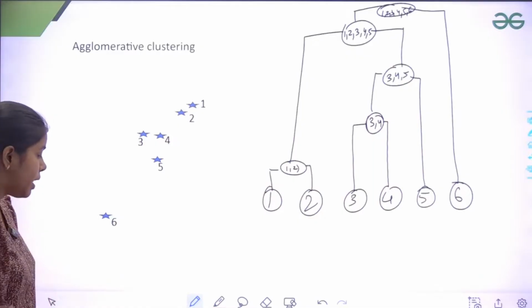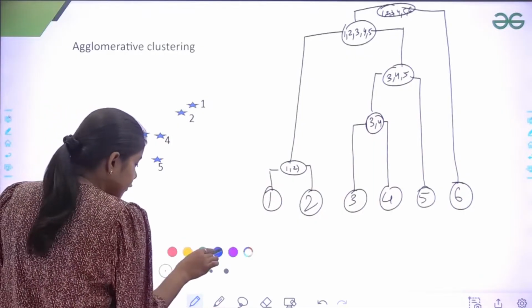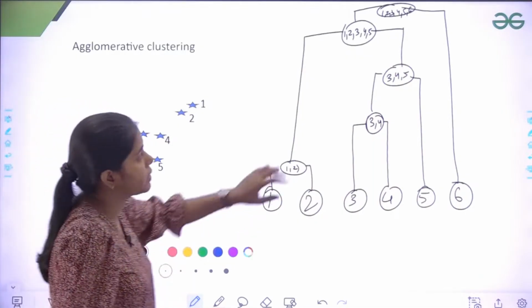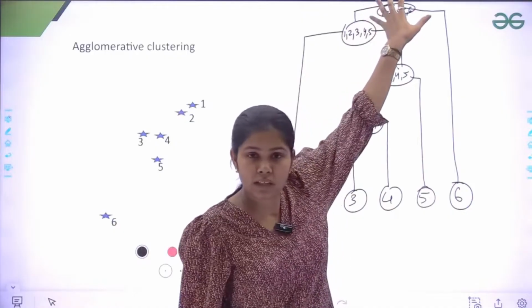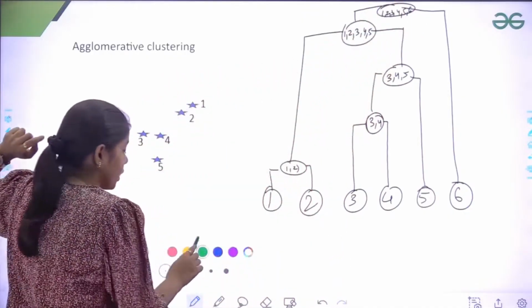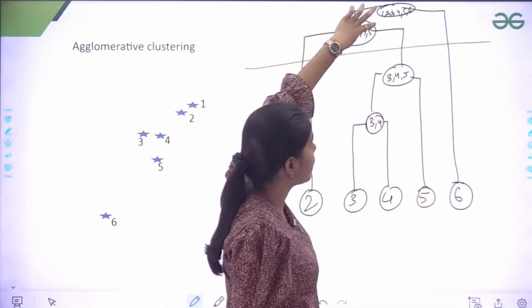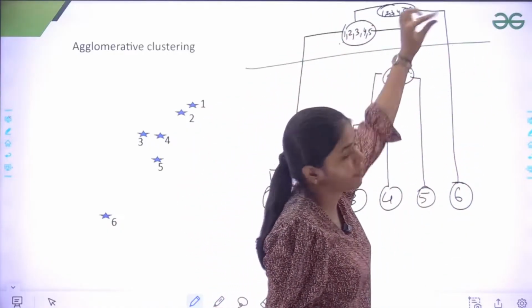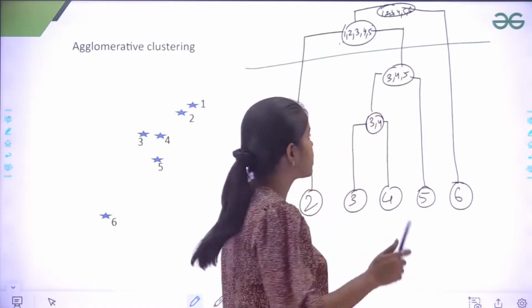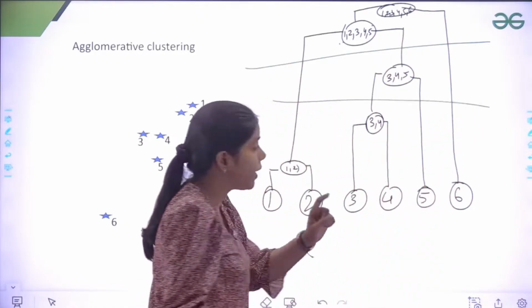This is my dendrogram. Let's suppose I need one cluster. So at the top I got one cluster. And let's suppose I need two clusters, so I'll divide it here. You can see that here I have two clusters, 1 2 3 4 5, and another one is 6, right? So two clusters. If I divide it here, now I have three clusters.